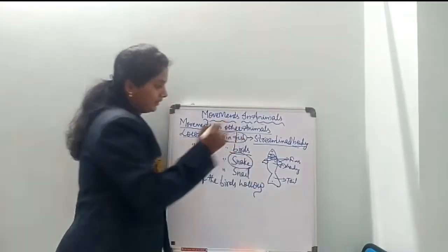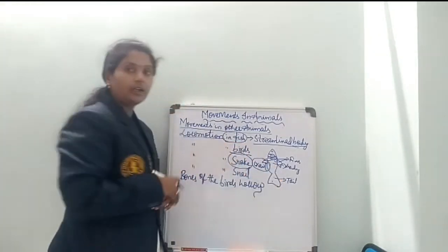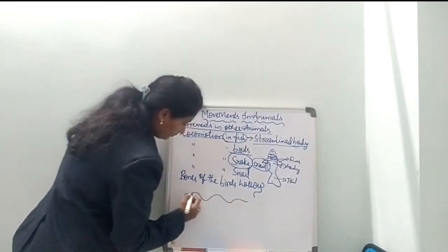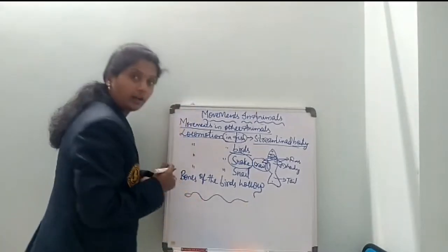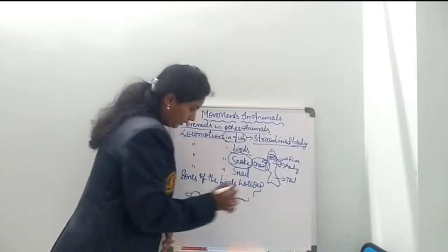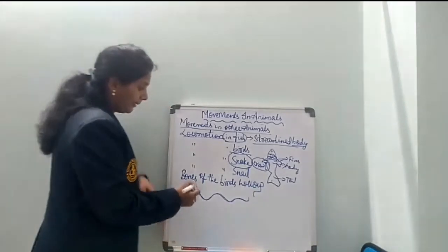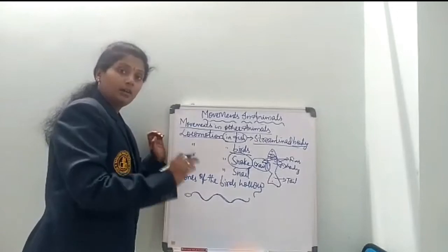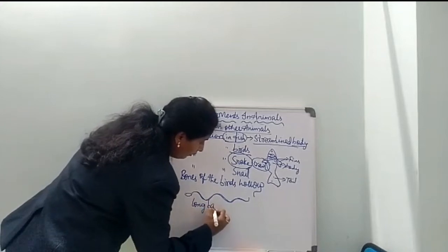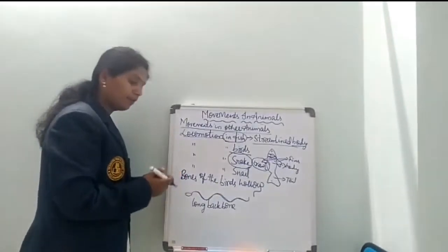Next, coming to the snake. How do snakes move? They crawl on the ground. This is a snake. If you see, we have a number of folds. Generally, a snake has a long backbone, and it is made up of muscles also, and with the help of these muscles only it is able to move.